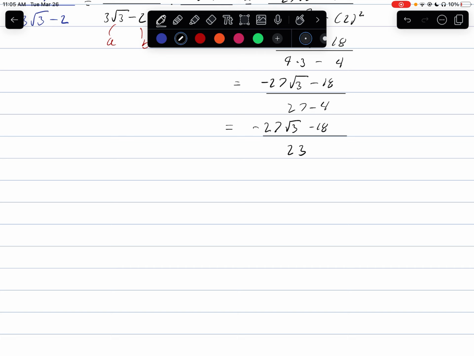23. Okay? And then you can factor out a 9 here if you'd like. So we'll get 9 times negative 3 times the square root of 3 minus 2 over 23 for your final answer.